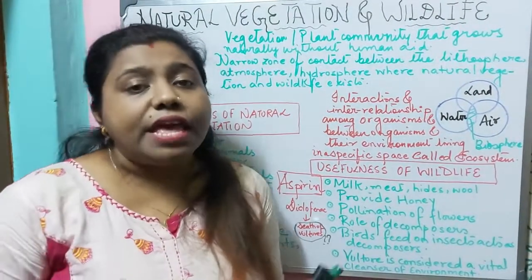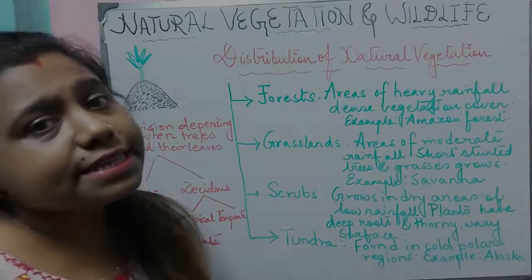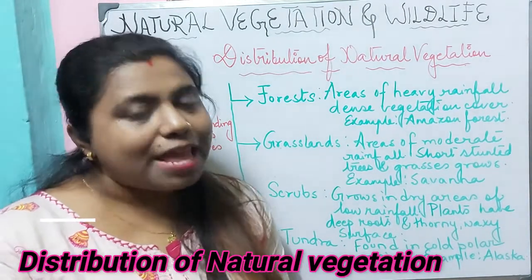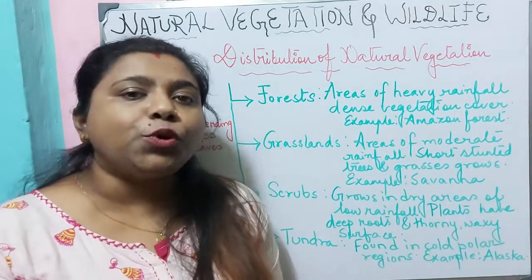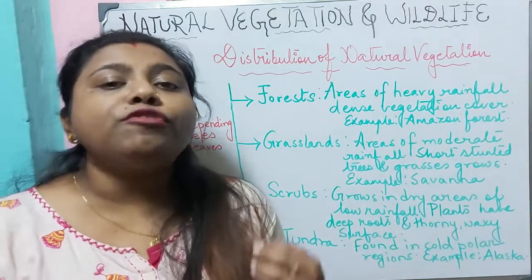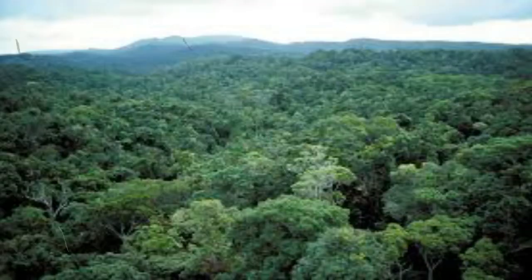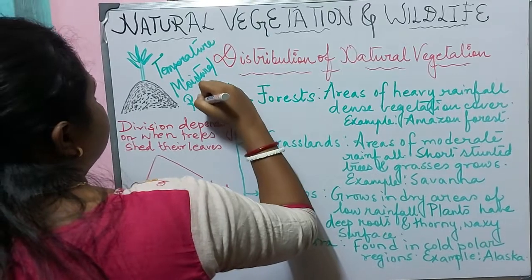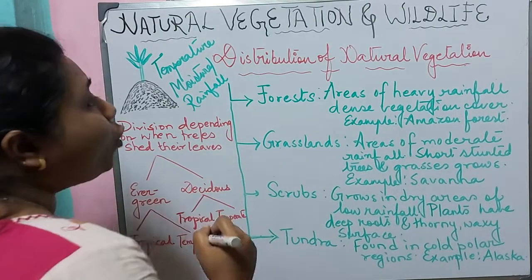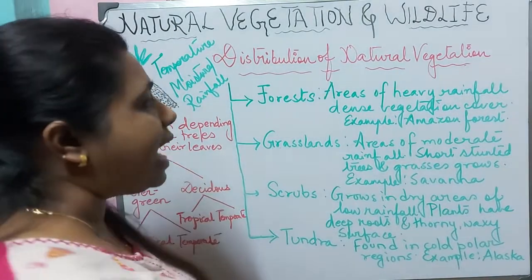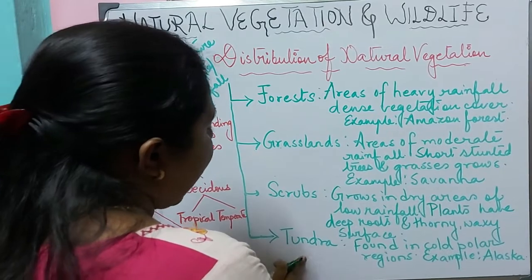Now let us understand the distribution of natural vegetation. I already told you the definition of natural vegetation. That means a vegetation or the plant community that grows in nature naturally without any human help or human intervention. Now the growth of natural vegetation depends on two factors, that is temperature and moisture, or we can say rainfall. So the growth of natural vegetation depends on temperature and rainfall. The natural vegetation occurs as forest, grasslands, shrubs and the tundra.